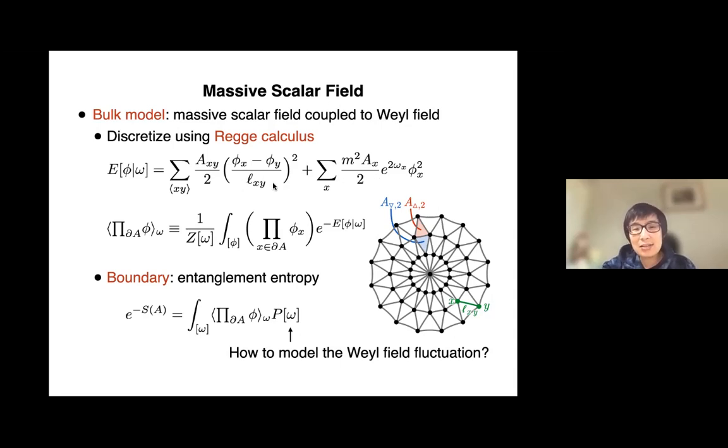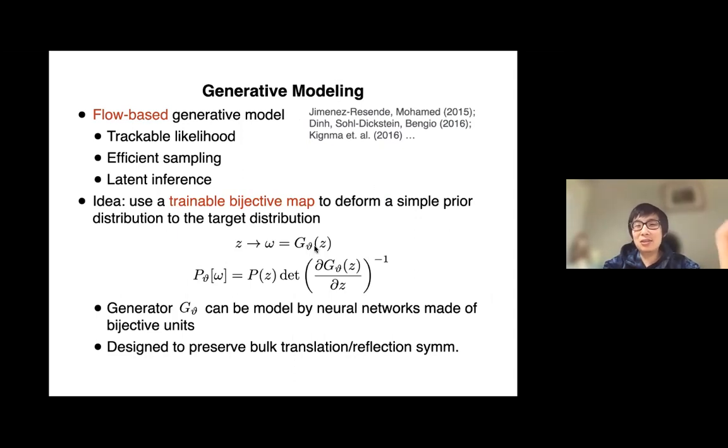I should say that the background geometry is fixed. We assume that the background geometry is hyperbolic, but there are still a few parameters. For example, how do you parameterize the coordinates, and what is the mass? These are also subject to learning, and they are part of our model parameters. But most of the model parameters come from the generative model.